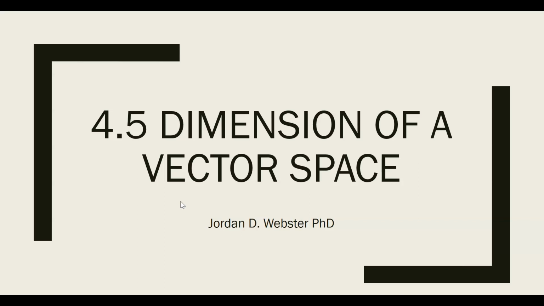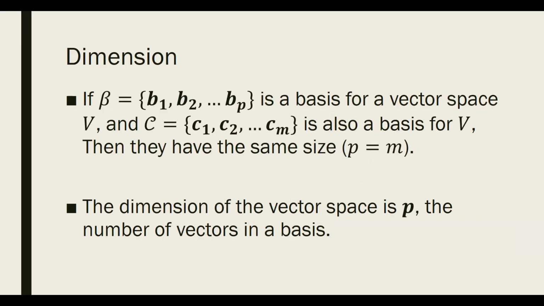In section 4.5, we're going to go back and look at the dimension of a vector space. If you recall, back in chapter 2 we talked about this, but we're going to mention it again now that we can understand vector spaces in a more general form. So let's assume I have a basis B for a vector space and also another basis C for a vector space.